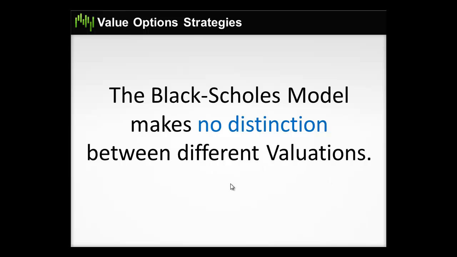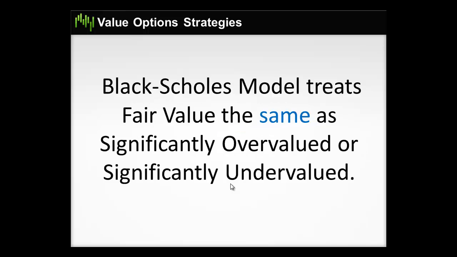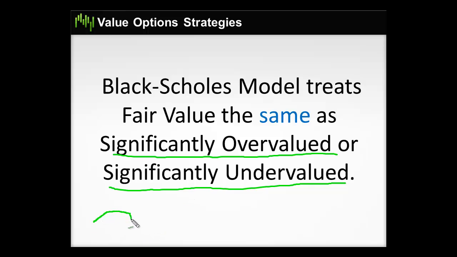Understand again, the Black-Scholes model makes no distinction between different valuations. It treats fair value the same as significantly overvalued or significantly undervalued. Now, why this is a potentially interesting edge for us is because if prices are significantly undervalued, let's say the market's run up and then sold off, and it's in a trough, there's a higher probability at this point that prices are going to bounce back up into fair value and maybe even go overvalued than there is of the price continuing oftentimes.